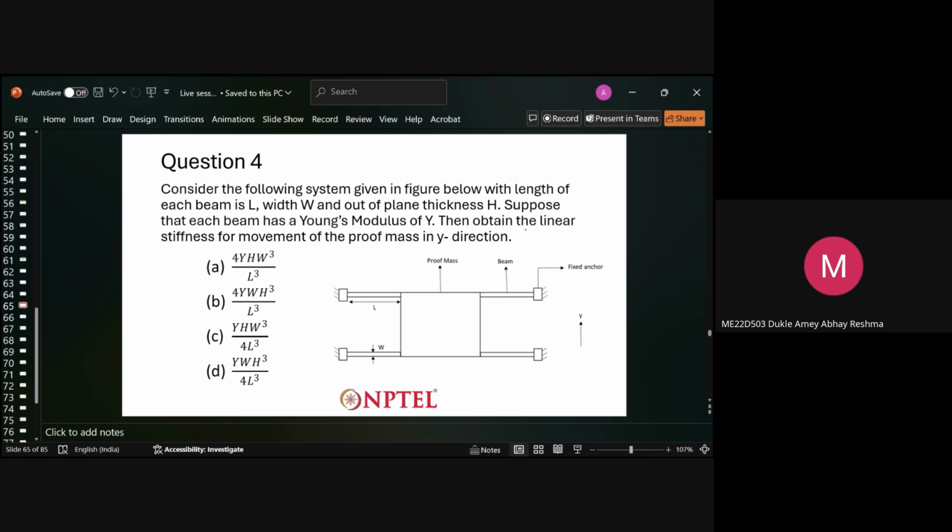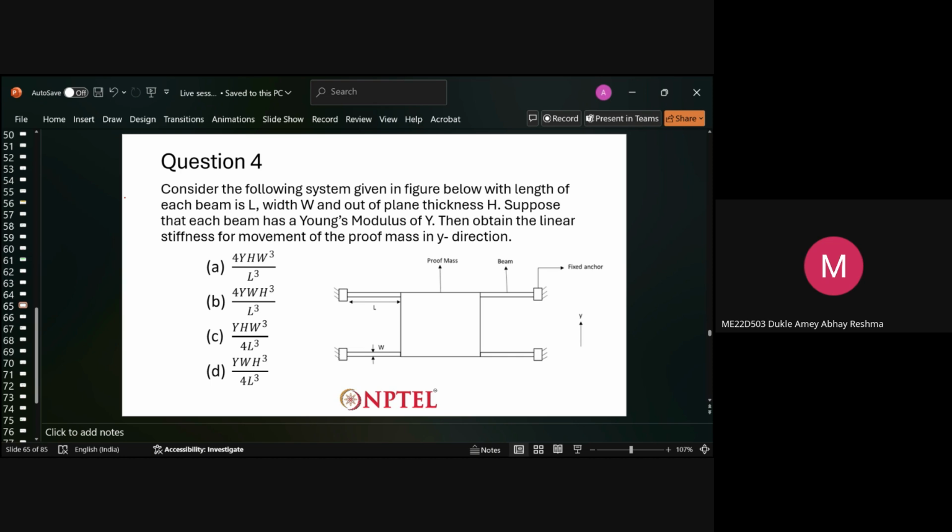Here you can see the system. From the figure below, you have a central object being held in place by four beams. Each beam has the same properties: the same length L, the same width W, and the same out-of-plane thickness H. Suppose that each beam has a Young's modulus of Y. Then obtain the linear stiffness of the proof mass in the y direction.